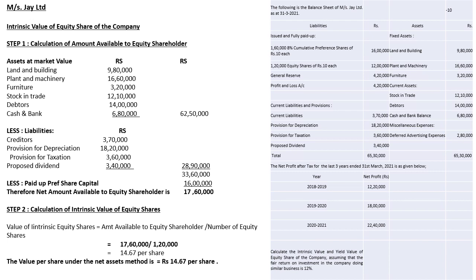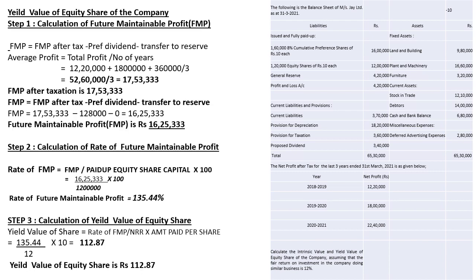Now for the second part, they have told us to find the yield value of equity share of the company. Here we are going to do 3 steps. You have to remember three steps which are very easy. First step is the calculation of future maintainable profit. Second is the rate of future maintainable profit, and third is the calculation of yield value of equity share. So these 3 steps are there. Now the formula of FMP is here. That is a little bit changed when we find out the yield value of equity share.